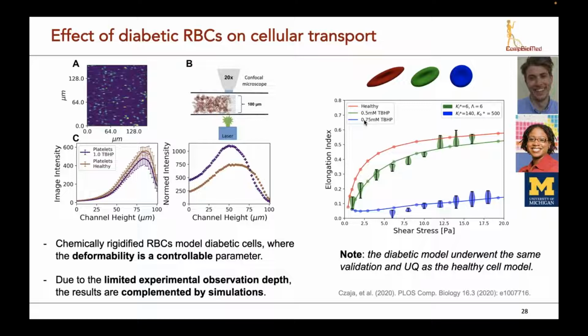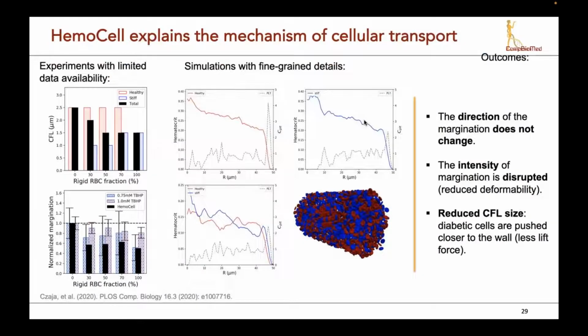We cannot see deeper in the flow. So what we do with the simulations, again, we match the conditions of the flow. We simulate the exact same flow that we have in the experiment as well. And we make sure that whatever we can see in the experiment matches completely what we find in the simulations, but then the simulations can give even more information.